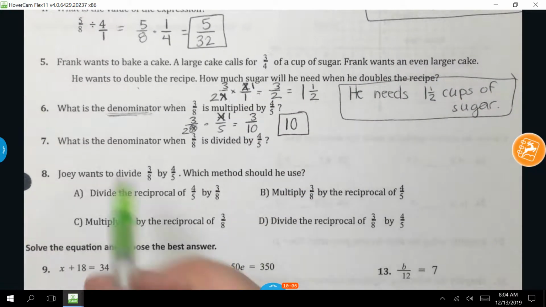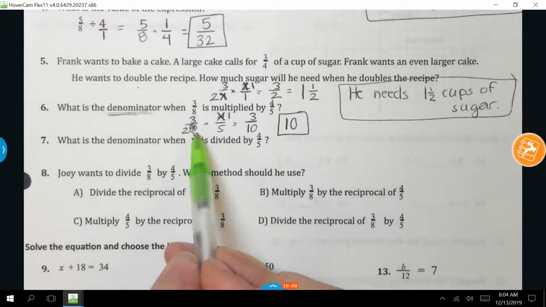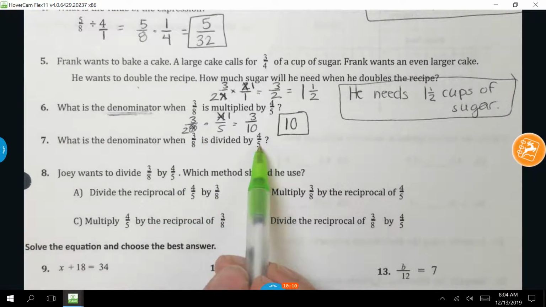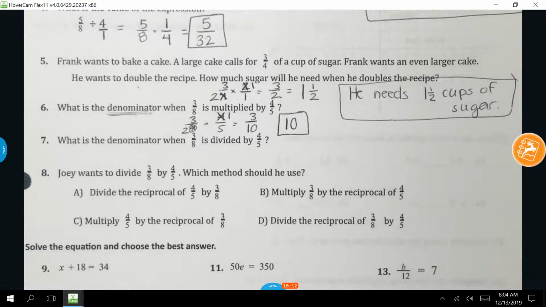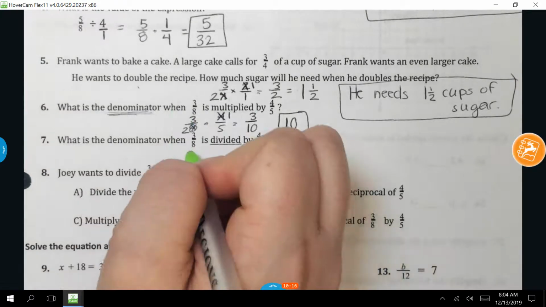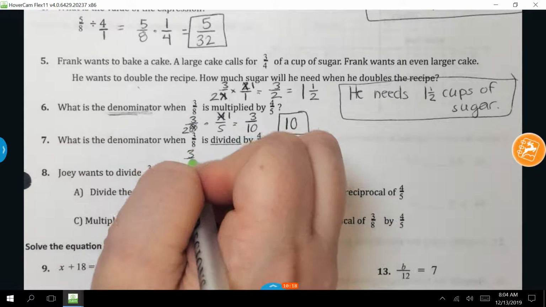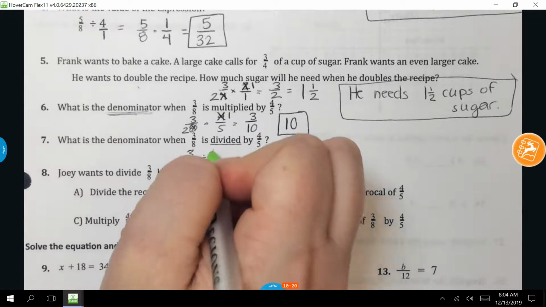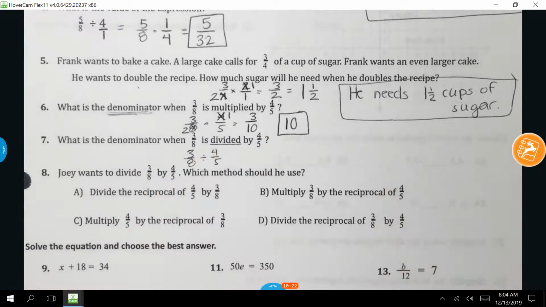Number 7 says, what is the denominator when 3/8 is divided by 4/5? What's the only difference on this problem? It's division. So I need to take 3/8 divided by 4/5. What do I need to do first here, Joanna?